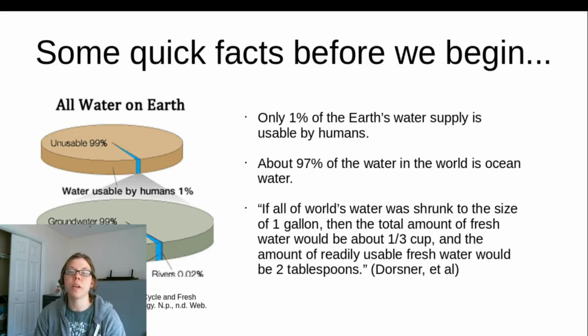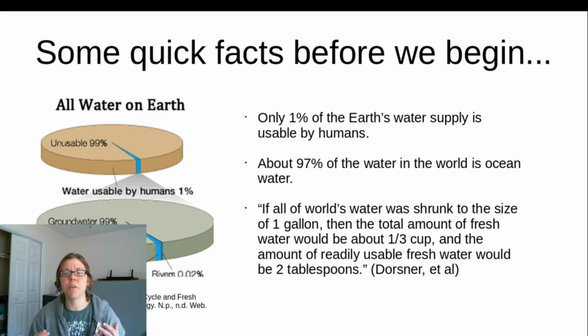Only about 1% of the Earth's water is readily usable by humans. The rest is actually just salt water. And of course, we can't drink salt water. We have to carefully purify it. And there was a really good visualization that I found on the matter.